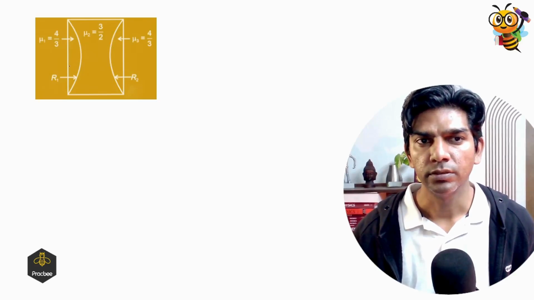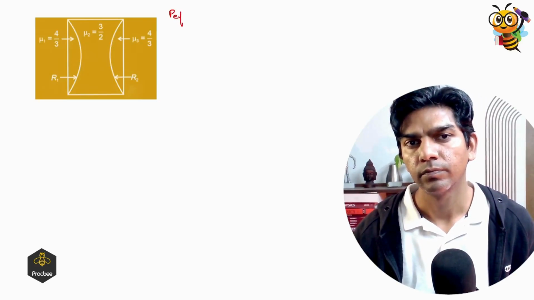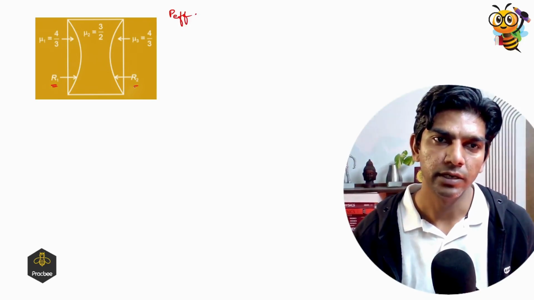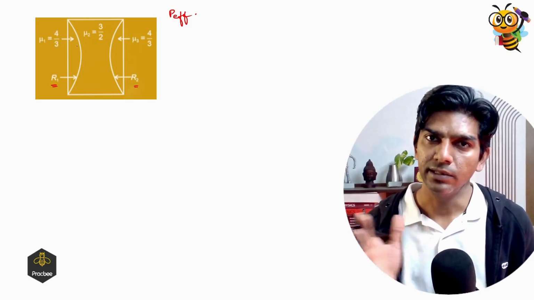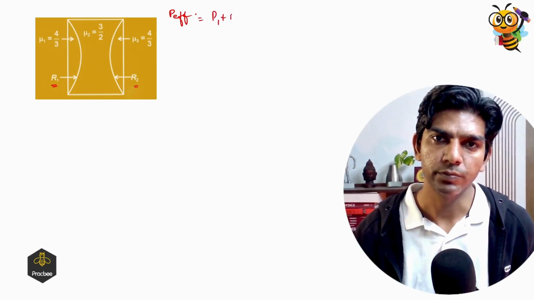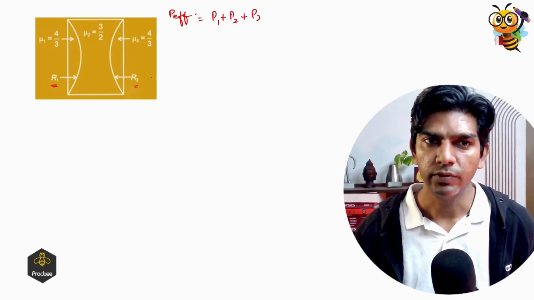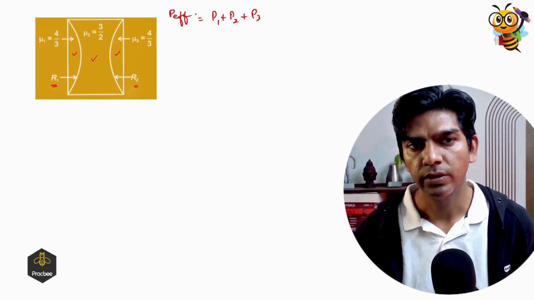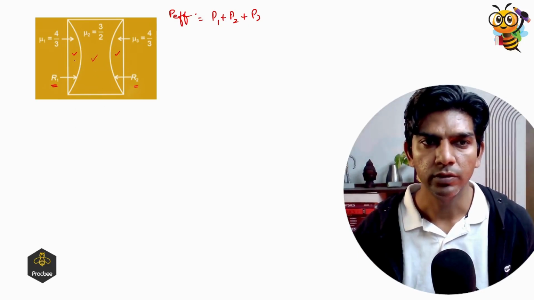In this question, we have to find the effective power where this combination is given. So this is R1 and this is R2. Here we have 3 thin lenses connected in series. So effective power will be P1 plus P2 plus P3. And we have 2 converging lenses and 1 diverging lens. So let me call this lens 1, this is 2 and this is 3.